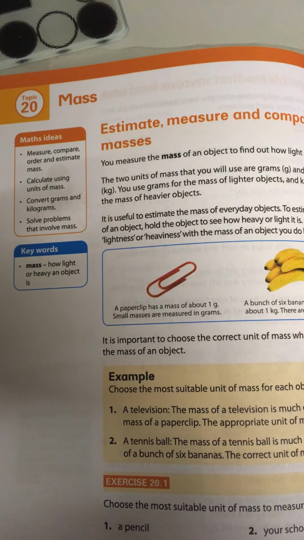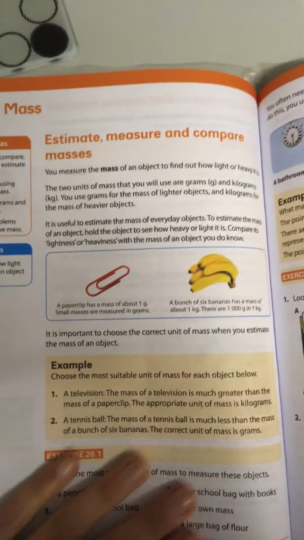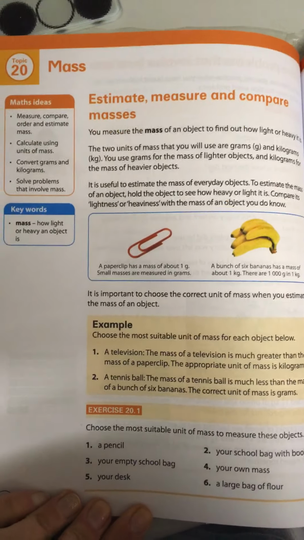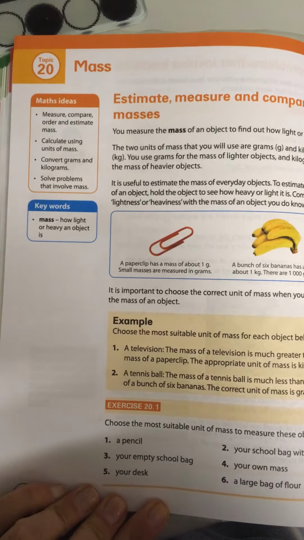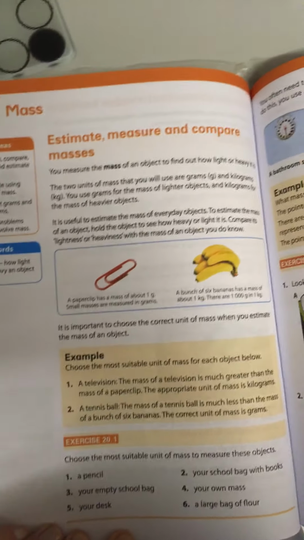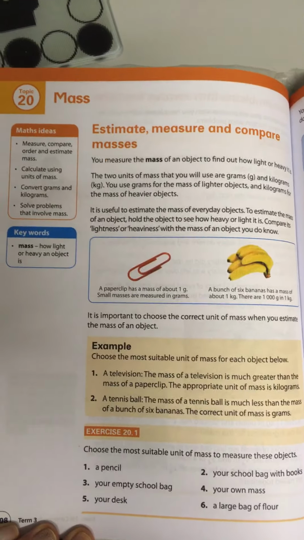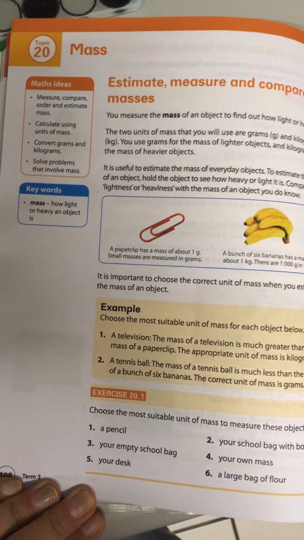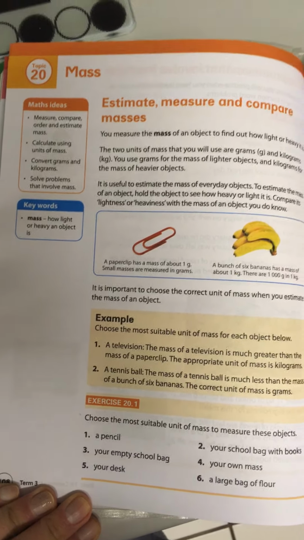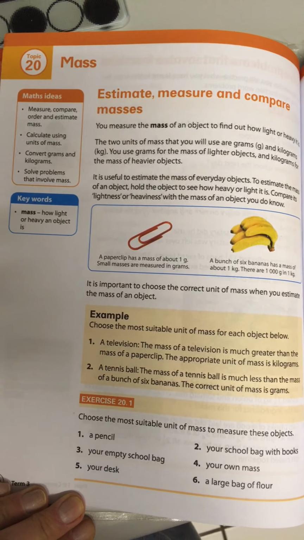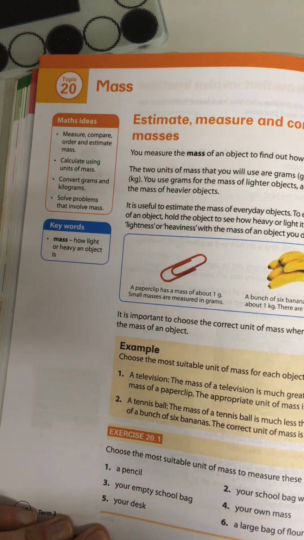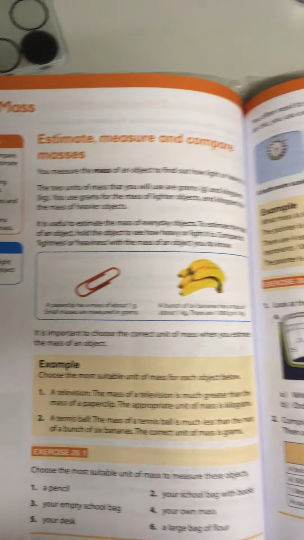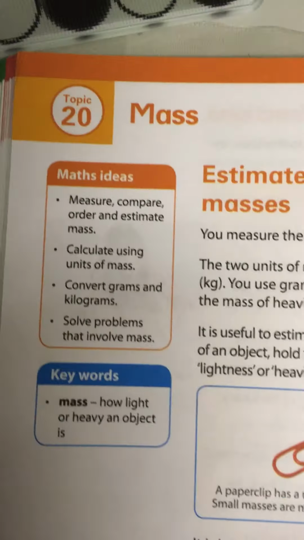Topic 20, mass. In grade 4, we definitely did mass, and I'm sure all of you know what the difference between mass and weight is. I know when we talk, we say, how much does this item weigh? But actually, we're talking about the mass because weight has to do with the different levels of gravity on the planets. But we'll get to that a little bit later.